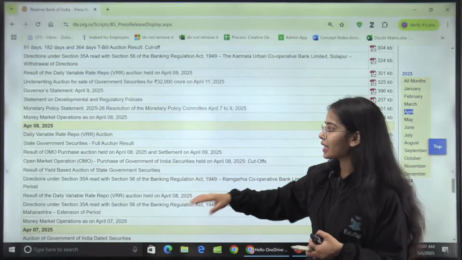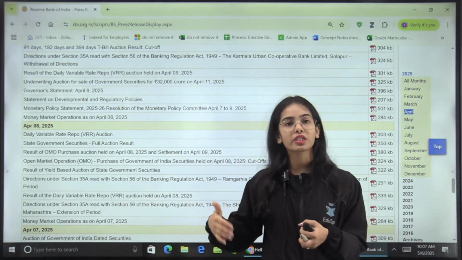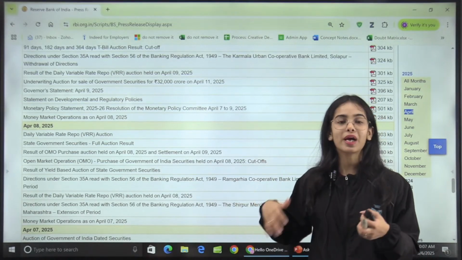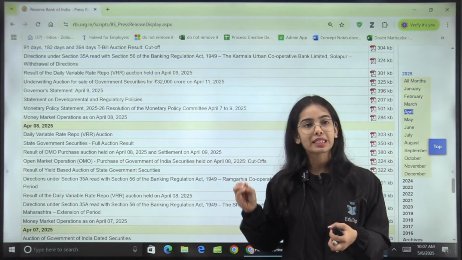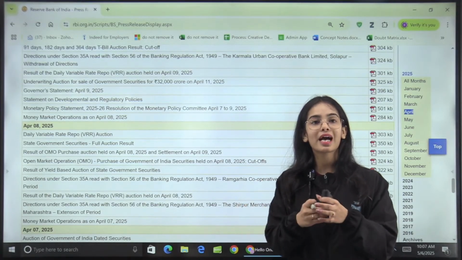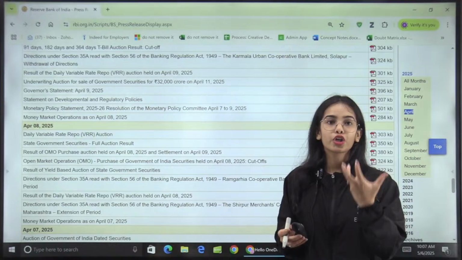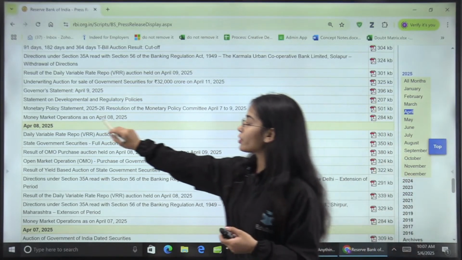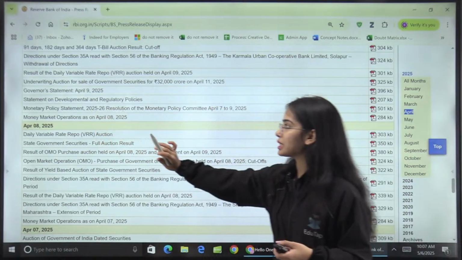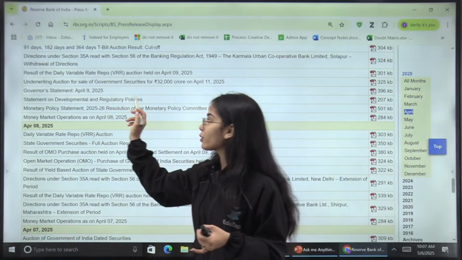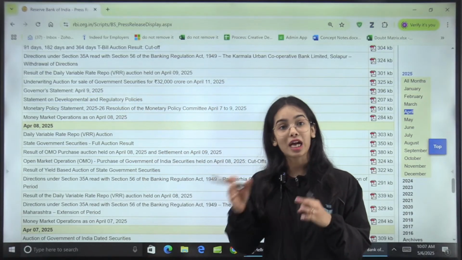So this is the idea, that if the RBI is talking about its daily operations, that you cannot cover because it will be too much for you, and that is also not required from the examination point of view. You only have to cover the press releases that are talking about something new, that are talking about something important. Okay, so here you can see that monetary policy statement 2025-26. So monetary policy statement is important. Statement on developmental and regulatory policy document, this is important, so that you will be covering.